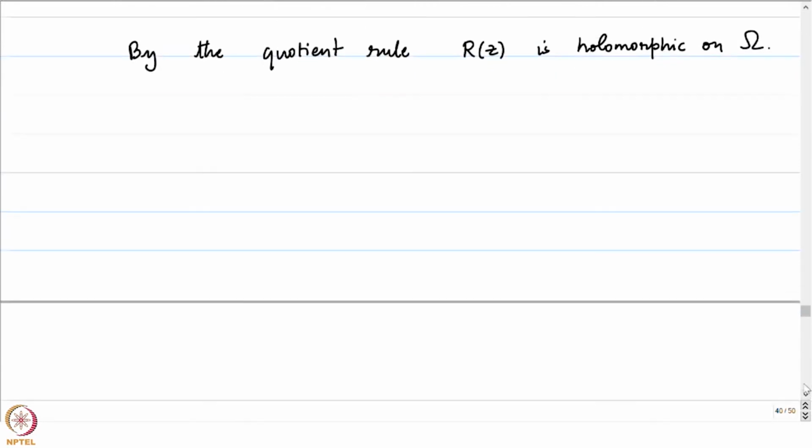We have seen a few examples. Let's also look at a few non-examples. Let's consider the function which is the conjugate. Consider f of z being equal to z bar. We'll see that this is not complex differentiable at any point. So fix a point z naught.